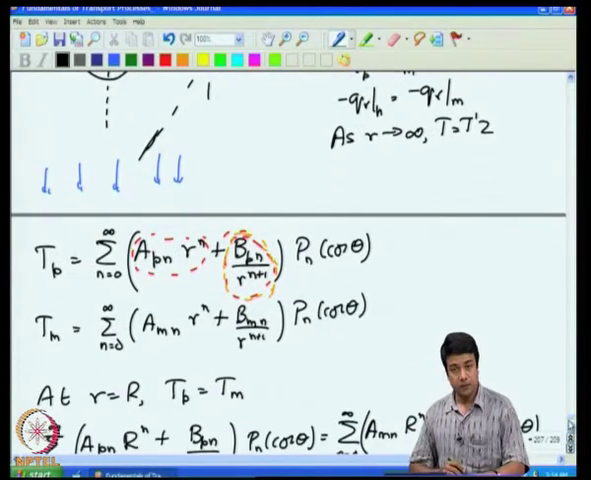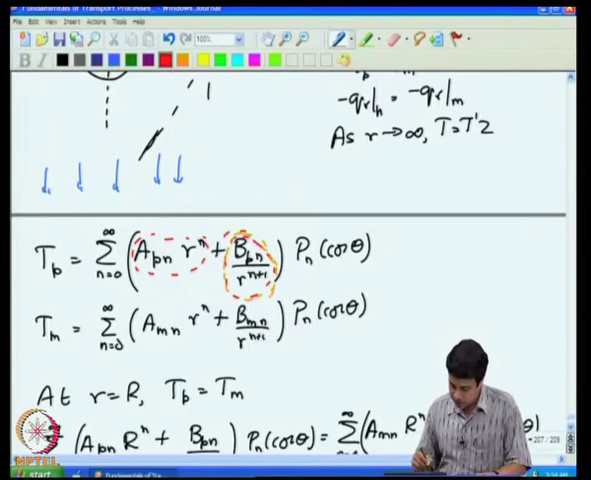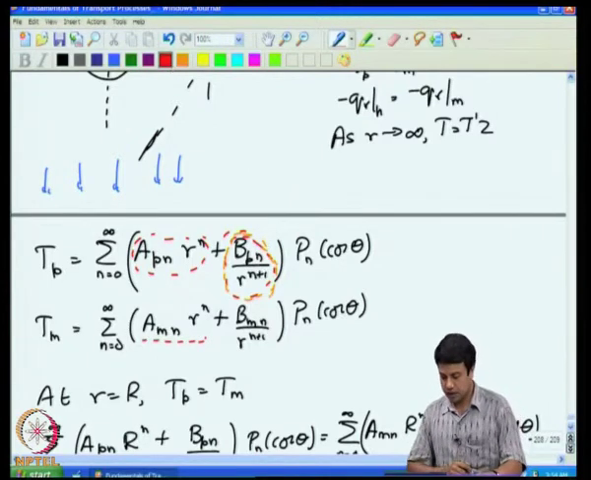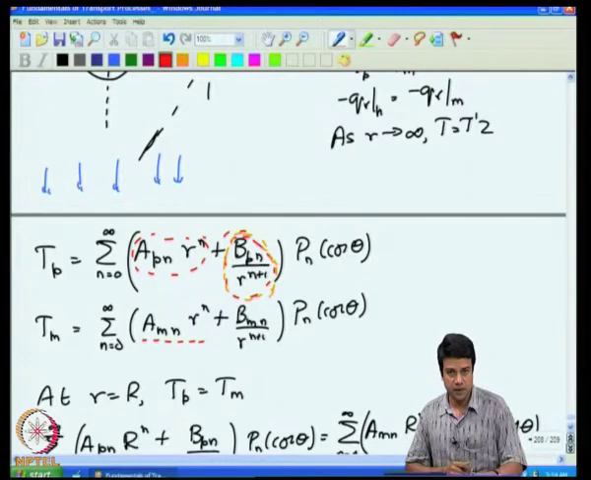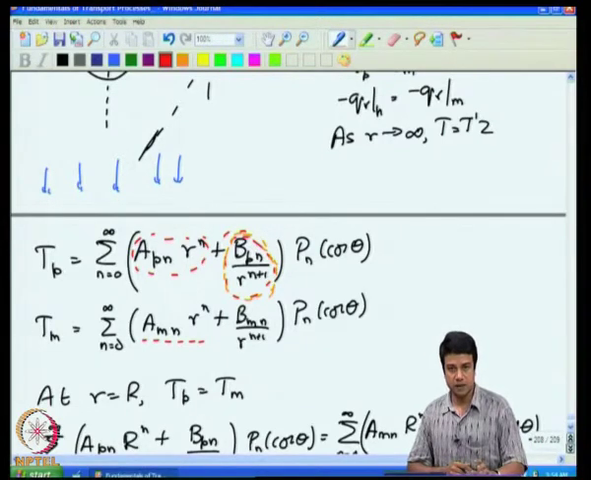What that means in the equation for the matrix is that you can see this term here, A_mn r^n P_n of cos theta. So, this has to be equal to T' r cos theta in the limit as r goes to infinity.